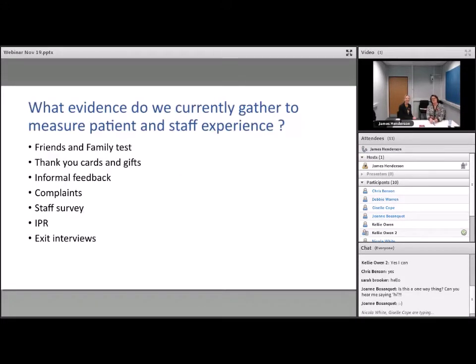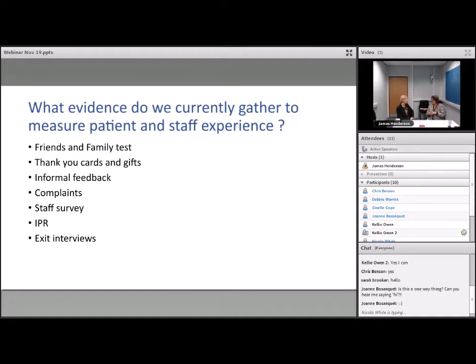So let's think about how we currently gather evidence to measure both patient and staff experience. Things that I've experienced in my practice, but also in the people I work with, are things like the friends and family test. They seem to be used quite exclusively at the moment, especially in acute trusts, maybe not so much in social care. Gathering thank you cards and gifts, as well as informal feedback, along with complaints. Complaints seem to be registering quite high in how people measure people's experience.